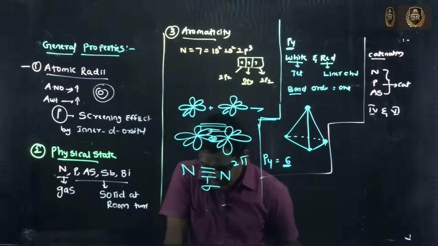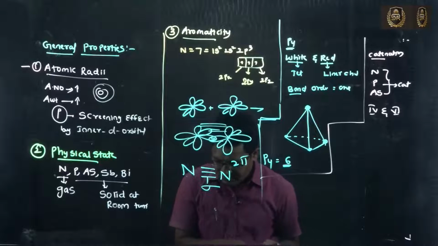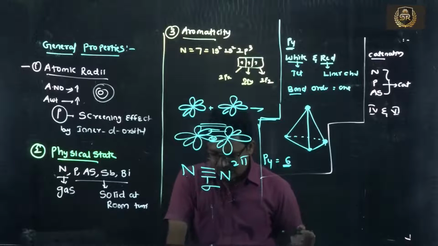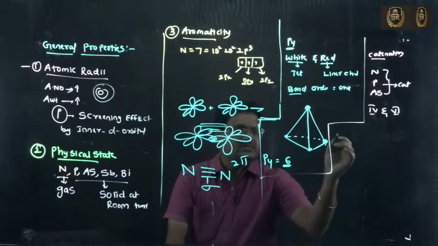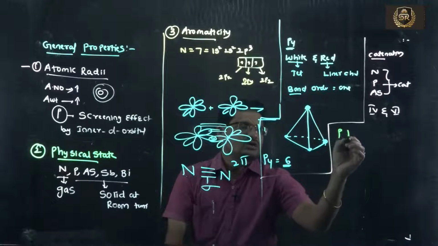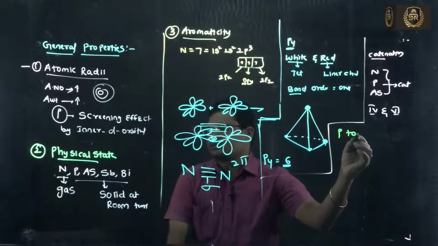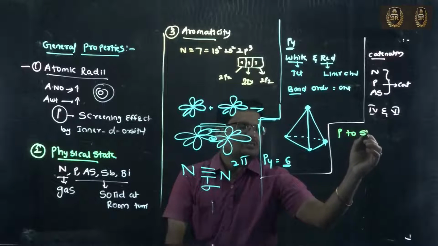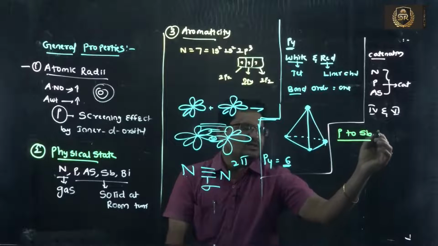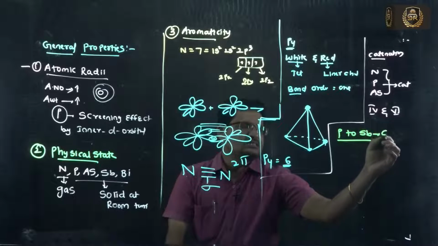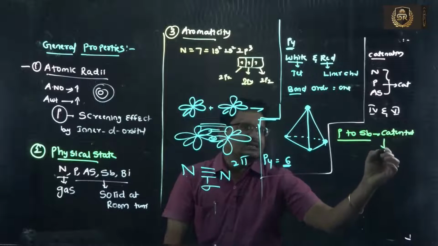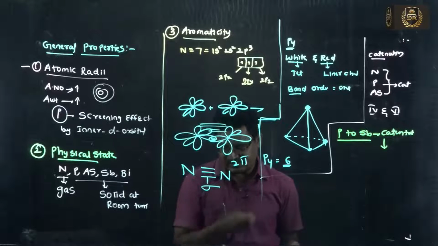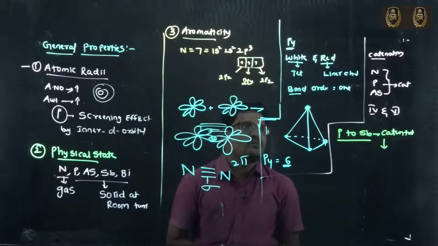So now in this catenation, from phosphorus to antimony the catenation power decreases. Nitrogen, phosphorus, arsenic, antimony. From phosphorus to antimony, catenation power decreases. So this is what happened.